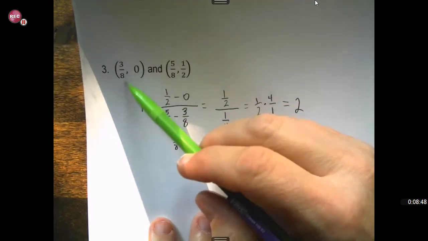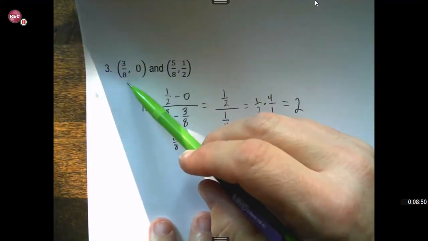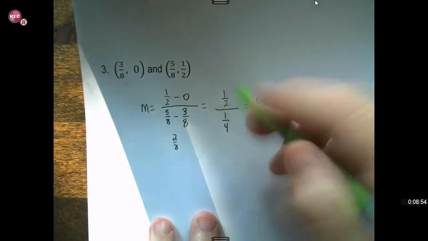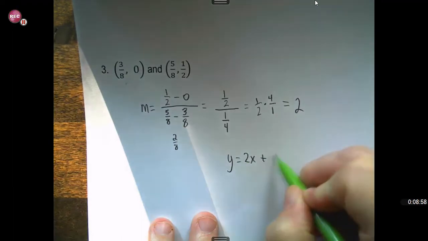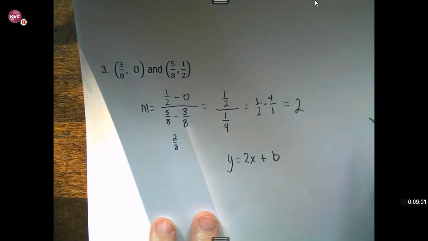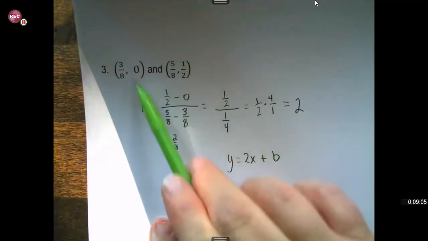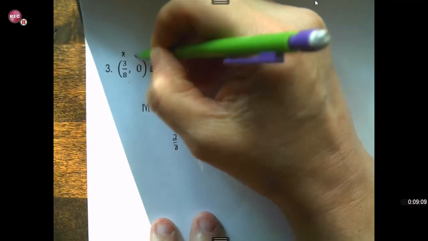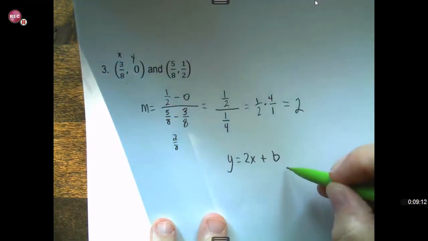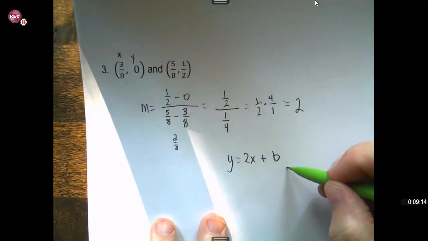Now, they gave me the x-intercept, but to write the equation of the line, I need the y-intercept. So far, I have the slope. I have y equals 2x plus b. So how do we find b? We choose one of these points. We plug them in for x and y in my equation down here. We solve that for b.